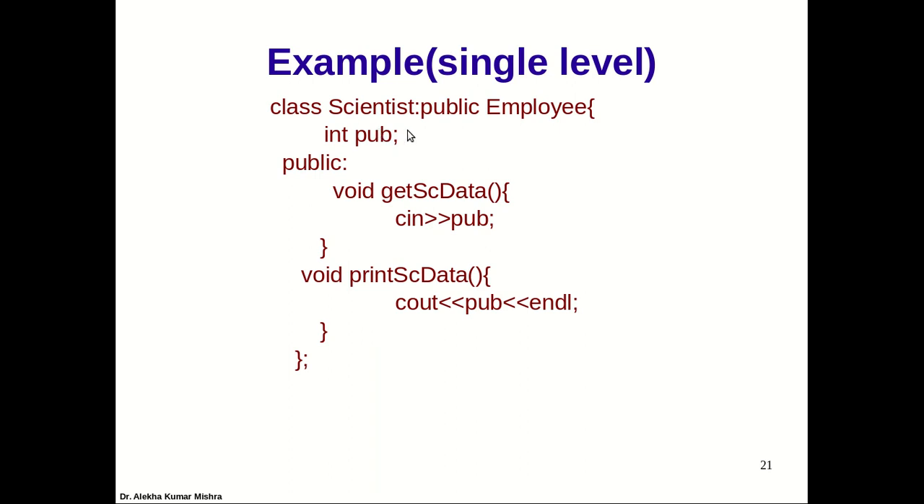Similarly, class scientist, the inheritance type is public, employee, the base class. One additional data member, int publication. Now get scientist data, print scientist data. So three class definitions are over.